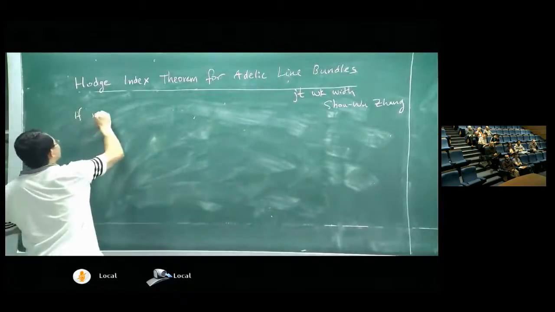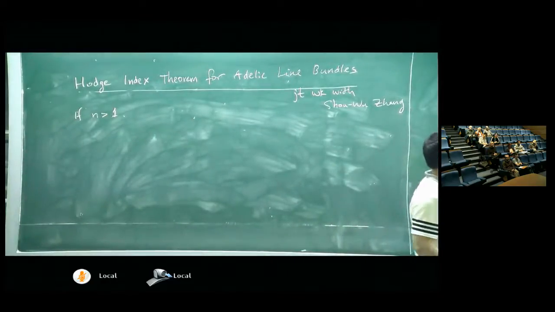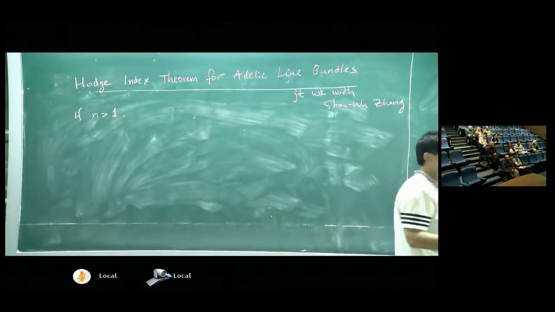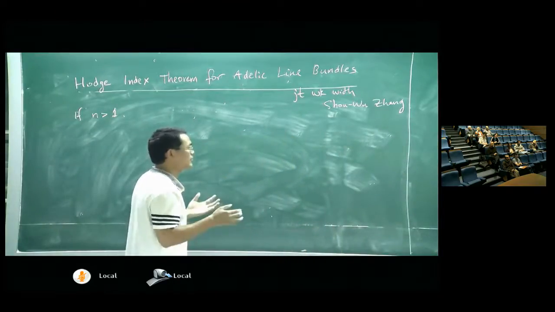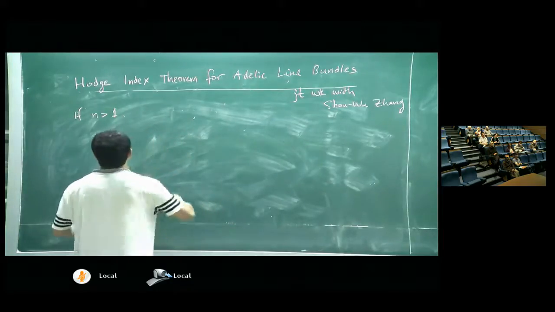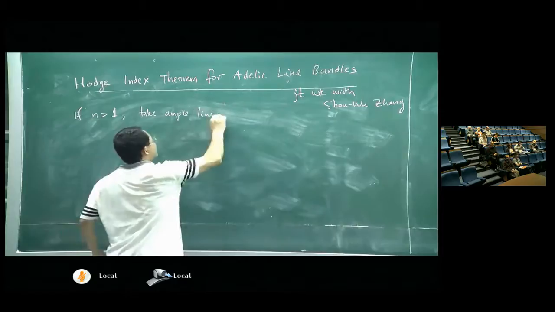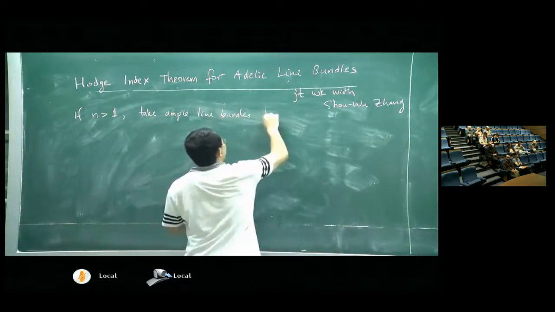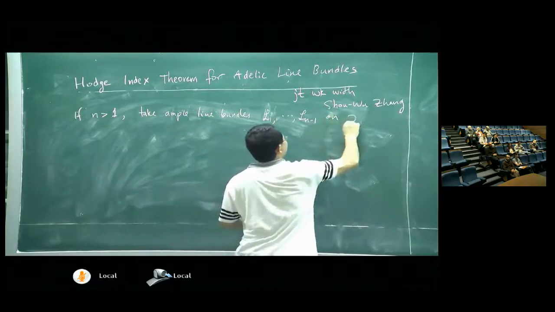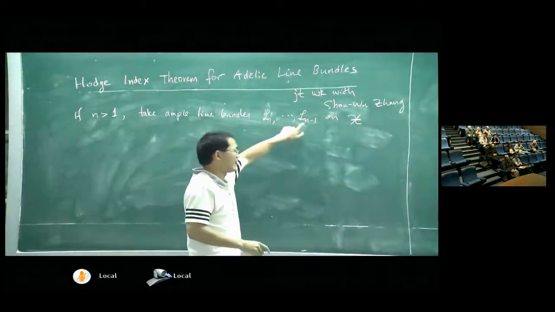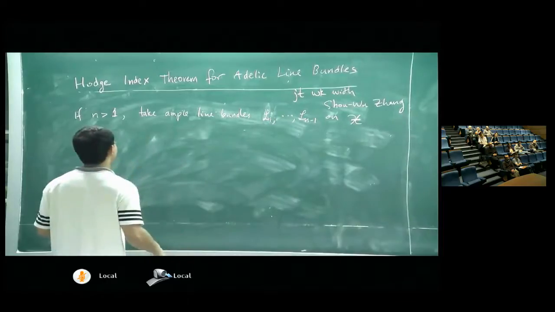So now, if this n is greater than 1, then we can't just take M squared. It is not a zero cycle, so we don't get a number. To get a number, we need a lot of ample line bundles or just line bundles to intersect it to get the correct dimension. So what we do is we take ample line bundles L1 up to L(n-1) on X. And we let L1 up to L(n-1) intersect M squared to get zero cycles, then you count the multiplicity, so you get an intersection number.